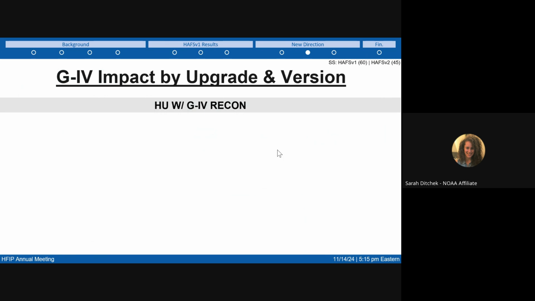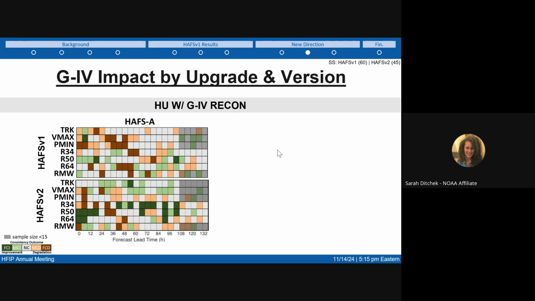Okay, so let's take a look at the G4 impact by upgrade and version for individual forecasts that were of hurricane strength at 0 hours and that assimilated G4 recon. Again, results that I'm showing you are just for 6 TCs, 8 still need to be run with HAFS v2. And the sample size of the results I'm showing you are going to be different. But that being said, HAFS v1 had 60 cases at 0 hours compared to 45 cases at 0 hours for v2 so far. So they're more similar than the number of TCs left to run might make it sound. Now, let's first look at the differences within upgrades.